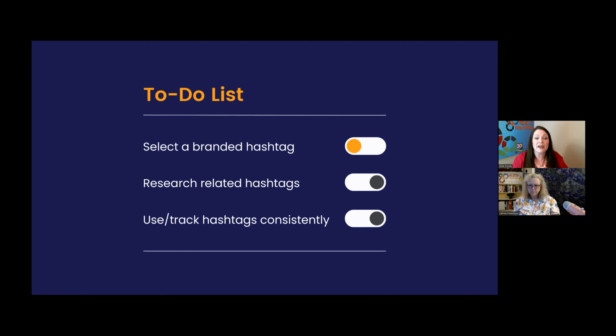So we want you to carefully select and start using a branded hashtag, one that well represents your organization and that you're going to use consistently across your social media channels. And then you're going to begin using hashtags on every social media post. You're going to add them to your content calendar, which we're going to talk about in just a second, make an Excel spreadsheet, whatever you need to do to make sure that you're consistently using and tracking the results.